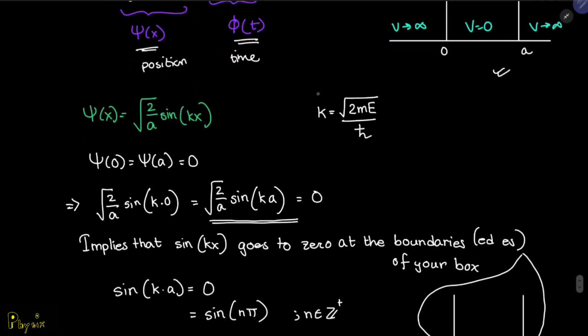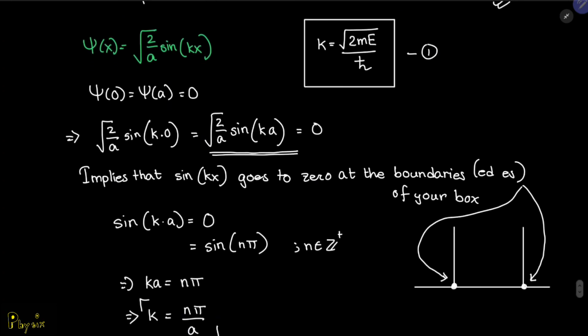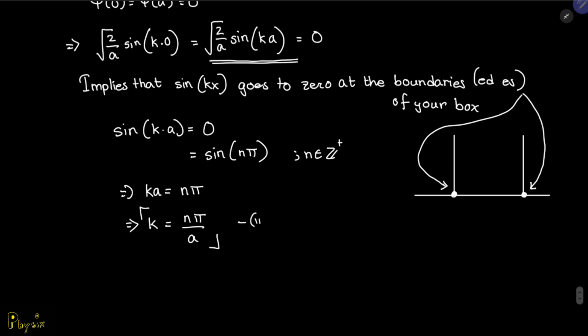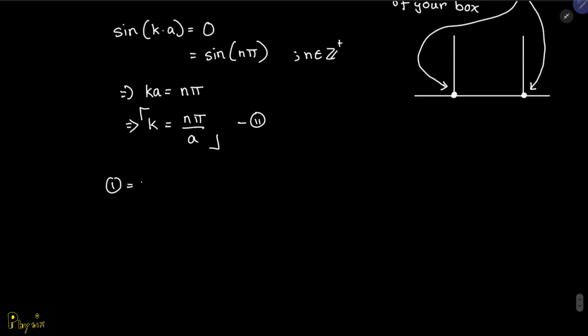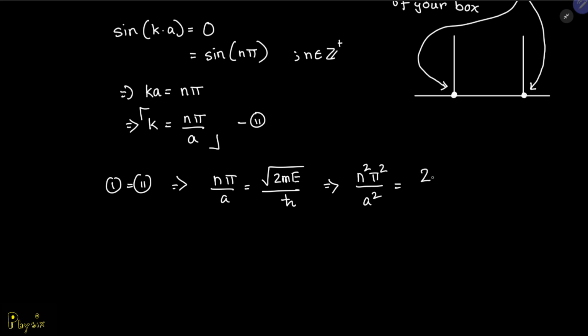Now, recall that we also defined our k to be equal to the square root of 2mE all over h bar. So if we equate equation 1 and equation 2, set them equal to each other, we can deduce that n pi all over a is equal to the square root of 2mE all over h bar. And by squaring both sides, we can say that n squared pi squared all over a squared is equal to 2mE all over h bar squared.